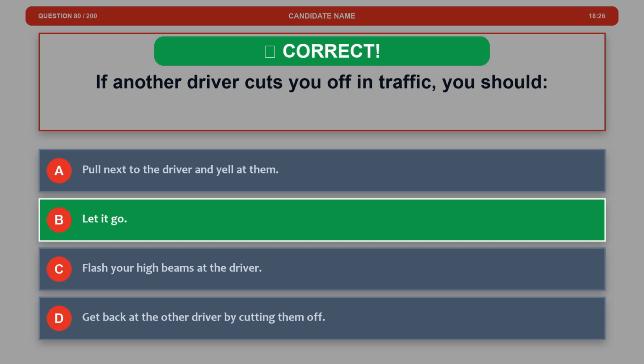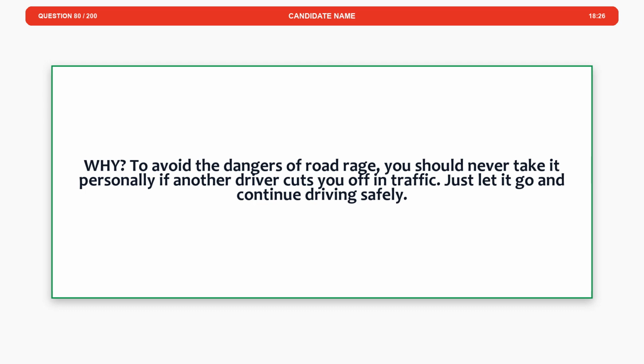The correct answer is option B, let it go. Explanation: to avoid the dangers of road rage, you should never take it personally if another driver cuts you off in traffic. Just let it go and continue driving safely.